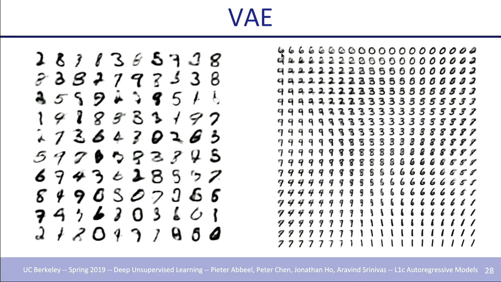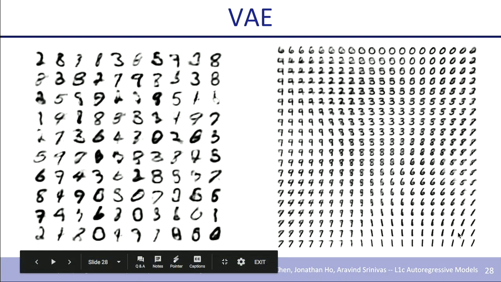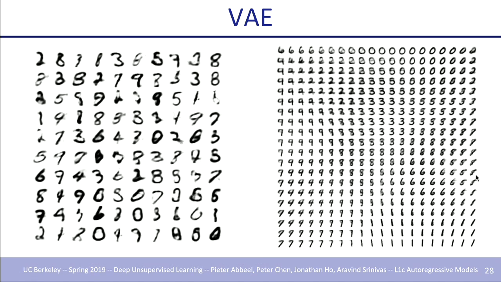So you can see how the stroke interpolations are very nicely smooth over here between 6 and 0, 7s and 1s over here. Also, you can see how the slope of the strokes are the same for all the columns. So it is learning the right kind of disentangled latent variables.